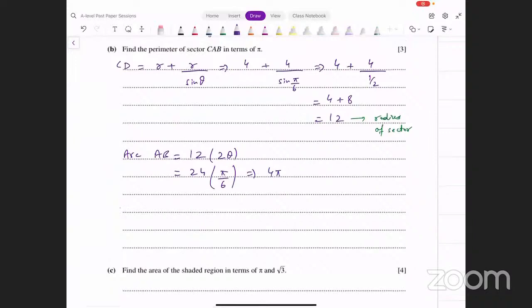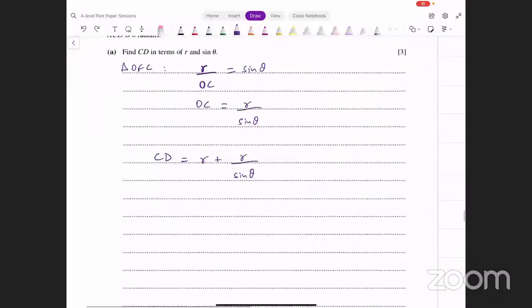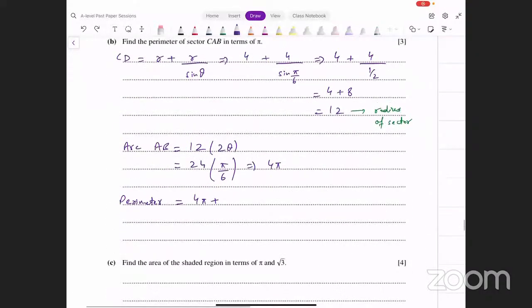What's the perimeter now? Perimeter of that sector is going to be arc length 4 pi plus 2 times the radius. एक ये radius है, एक ये radius है, and दोनों को add कर देंगे. We can say 2 times the radius. That's going to be 2 times 12, and that gives us 4 pi plus 24. That's the perimeter of this sector.